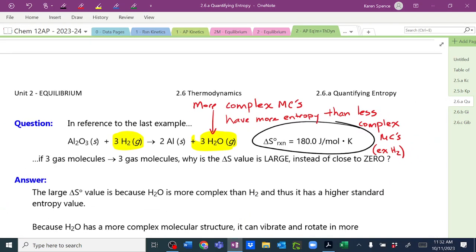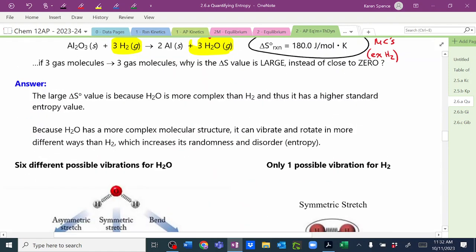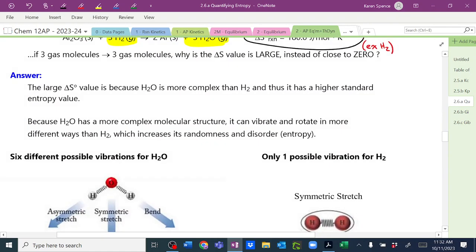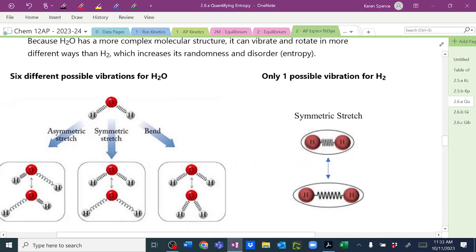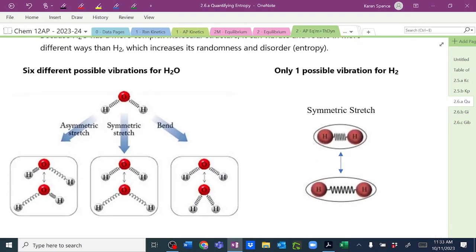Okay, let's take a look at why. So do you remember all the different ways that molecules can move? What can molecules do? They can vibrate, right? They can rotate and they can translate. Now, everybody can rotate and translate, that's fine. But if we look at H2O, here's the H, here's the O, here's the H.